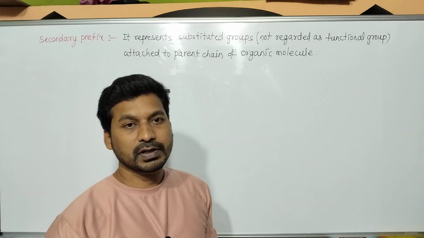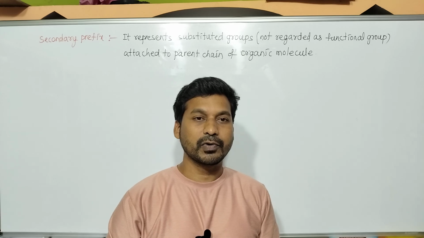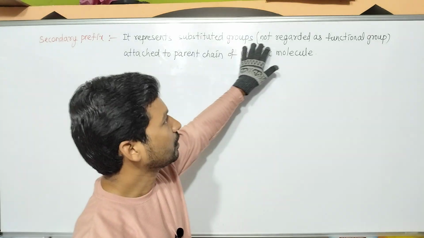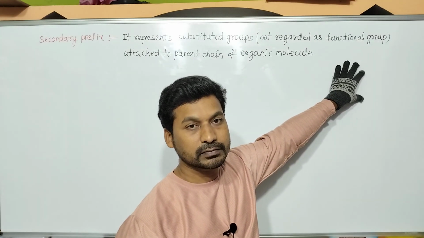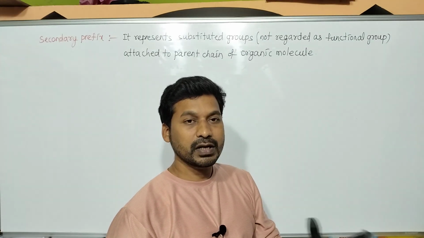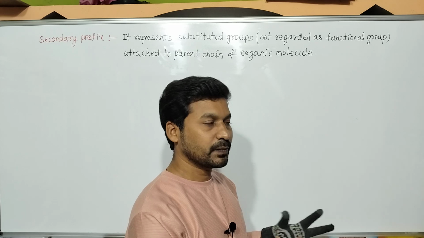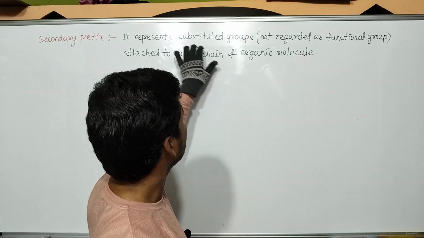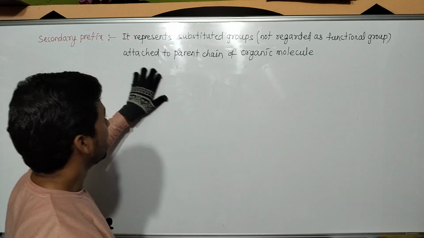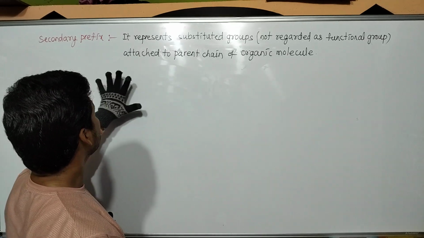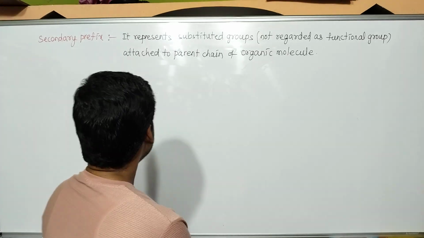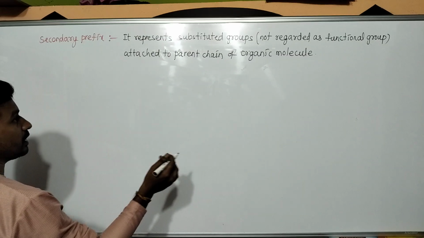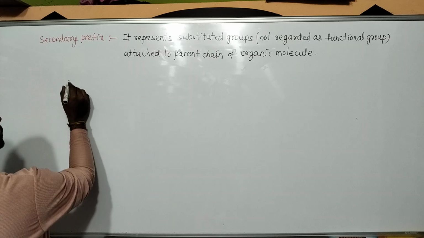Secondary prefix is a part of the IUPAC name of an organic compound in which we represent substituted groups, not regarded as functional groups. Of course, in general they are functional groups, but for this particular case they are not considered to be functional groups. Such groups are called substituted groups. So we write information regarding substituted groups in the part of secondary prefix. I am writing different substituents and the corresponding secondary prefixes we use.